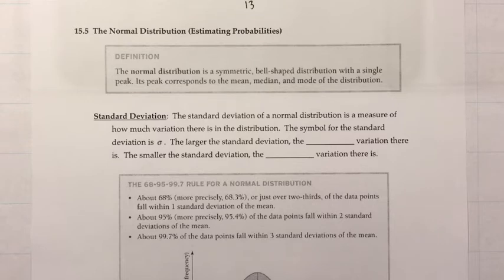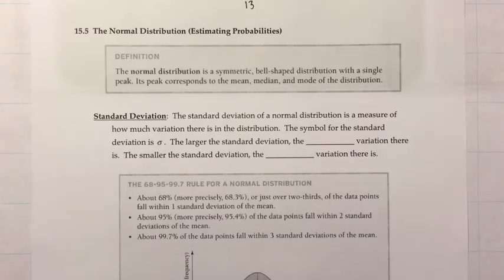A key thing in looking at normal distributions for us will be to use the standard deviation. The standard deviation of a normal distribution is the measure of how much variation there is in the distribution, and the symbol for the standard deviation is the Greek letter sigma. Now you might remember back in section 14.2 we talked about standard deviation and we used the symbol S there. It turns out that S stands for sample standard deviation and this Greek letter sigma stands for population standard deviation. The difference between the sample and population will be discussed much more in your stat class. So for now, just think of them as basically the same thing, but you will notice in this section we'll be using this Greek letter sigma when we talk about the standard deviation.